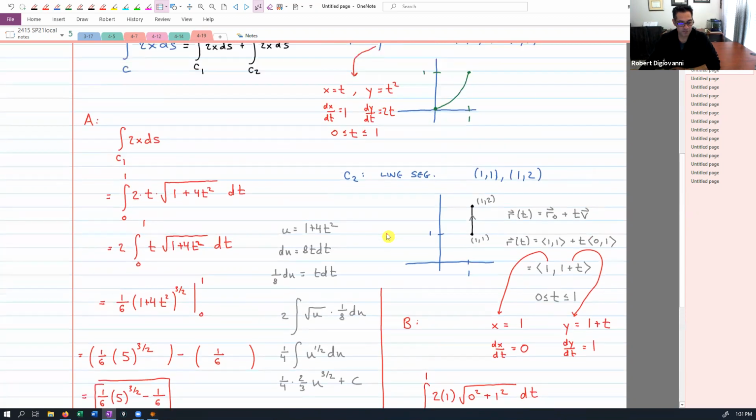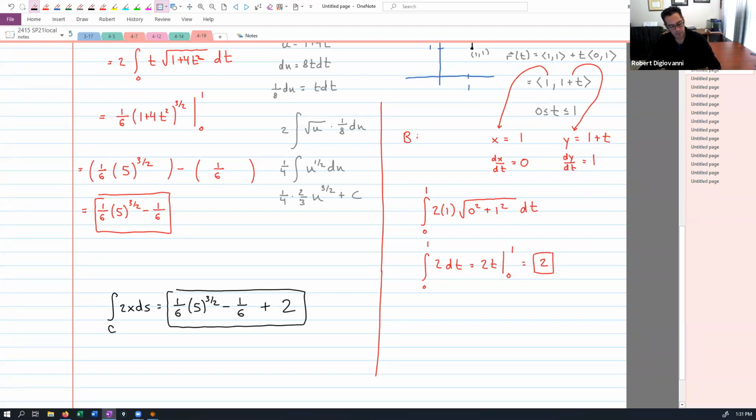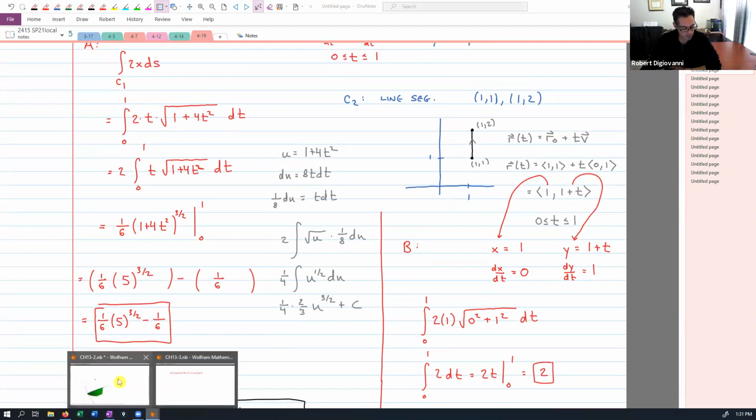So final answer. The line integral over C of 2x ds should be 1/6 times 5 to the 3/2 minus 1/6, and then add to that the other piece, which was 2. And then whatever that is, that's your answer. See how critical it is to get the right parametric equations? If you can't get the parametric equations of the curve, then everything else can be off, right? All right, moving on.